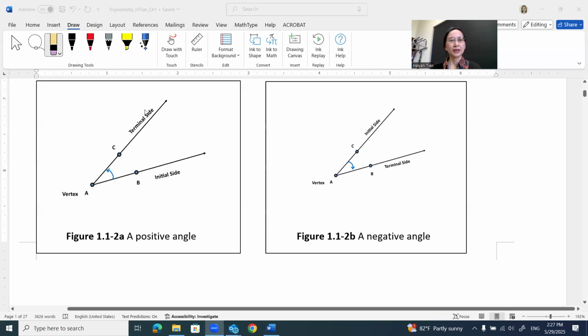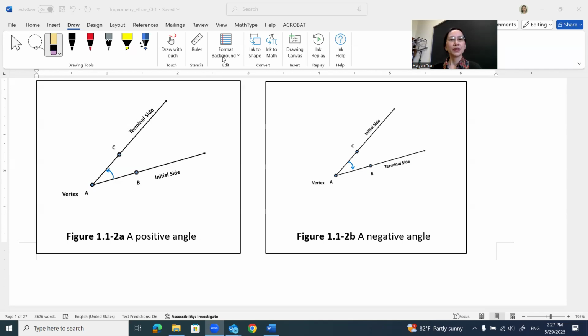So here in this picture, you see an angle. So this angle, first, we have an initial side, and then terminal side. And there is a vertex. As you can see, both the initial side and terminal side are 2 rays that share a common endpoint. So that is what we call vertex.